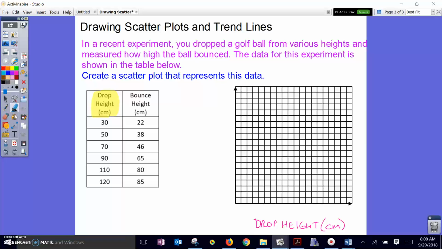And then the other axis is going to represent our bounce height. And so I'm going to label that one bounce height.